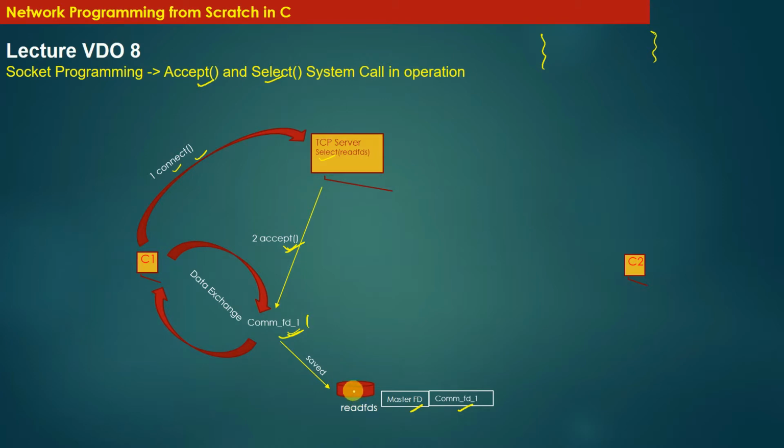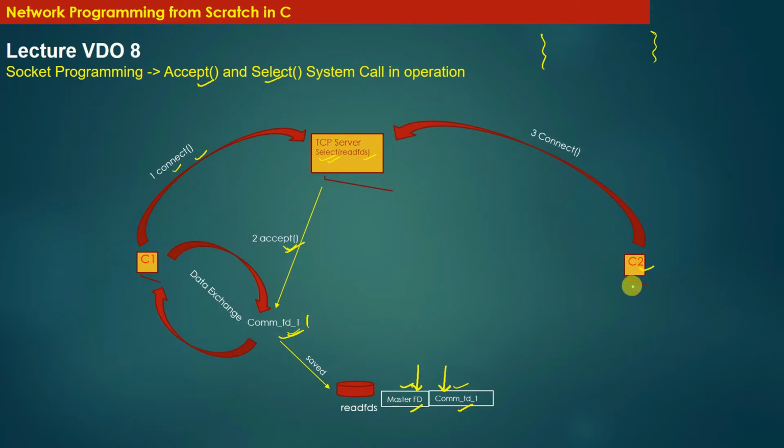Now at this point of time, the server is again blocked on the select system call, and the read-FDS set now has two file descriptors, that is master socket file descriptor and communication file descriptor of client C1. It means that at this point of time, the server is monitoring the arrival of new connections from new clients, as well as the arrival of new data requests from the existing client C1. So the server is doing both things, because in the read-FDS set there are two file descriptors, and the select system call is monitoring both of them.